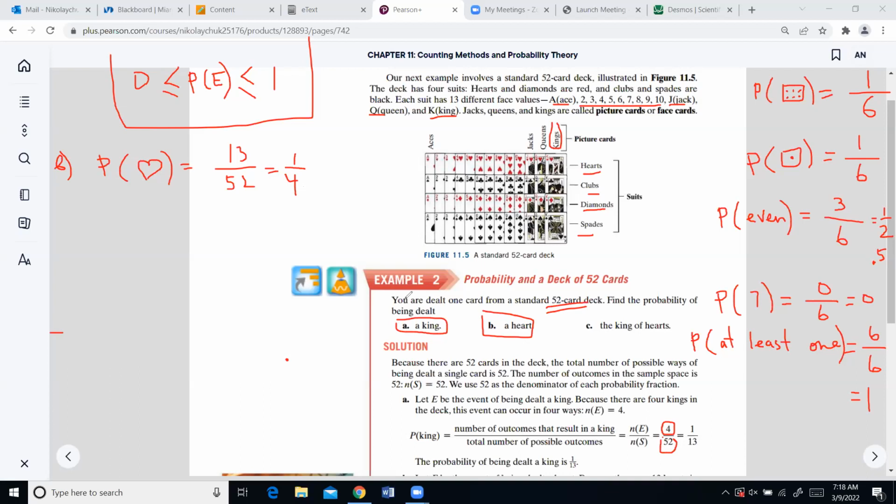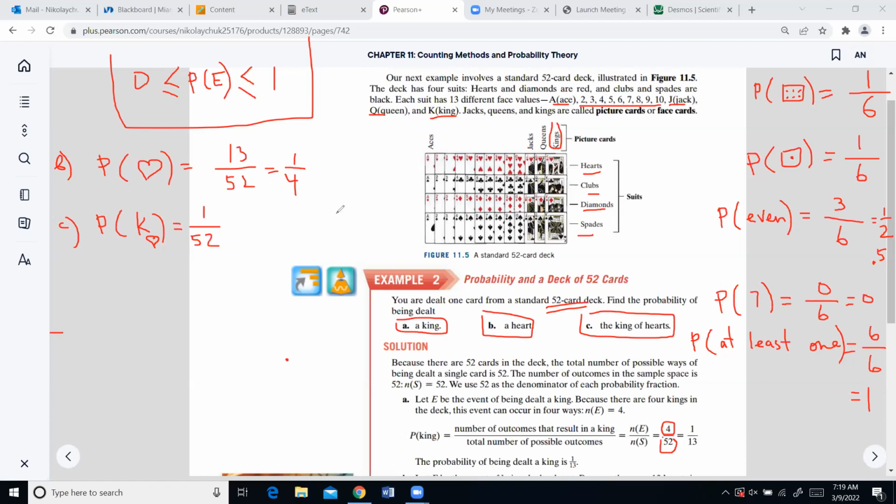So how about part C here that says king of hearts? How many kings of hearts are in this deck of playing cards? And it looks like there should be only 1, right? Only 1 such card out of 52.